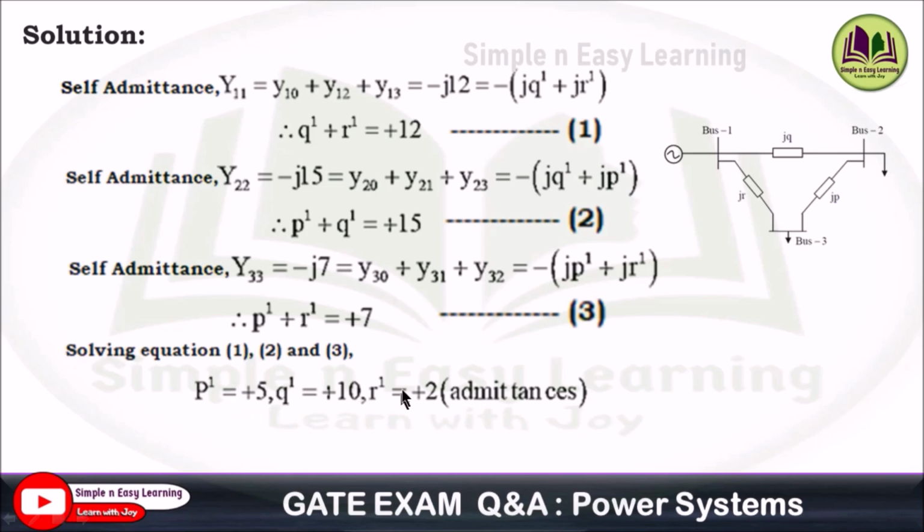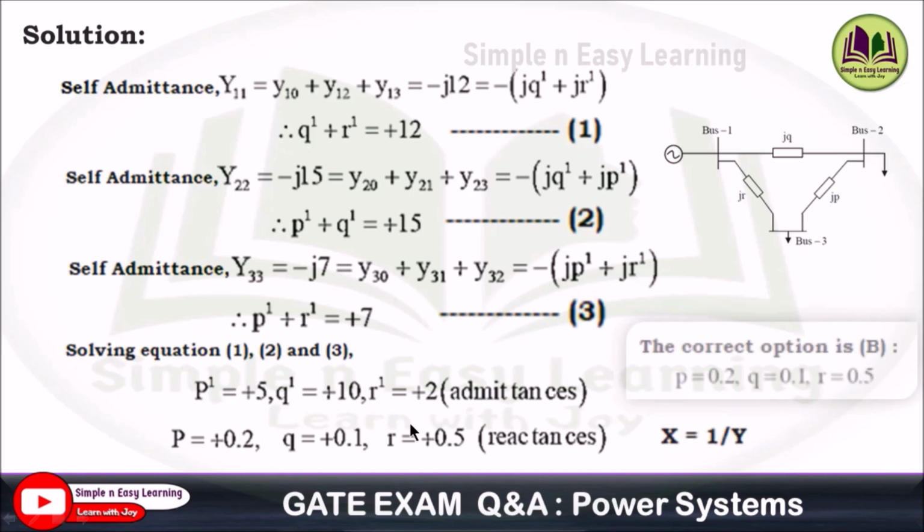Since we are directly calculating from the Y bus, these are all admittances. But in the question it is asked to find the reactance of the lines. So simply by taking the inverse of these admittances, you will get the reactances. 1 by 5 is 0.2, 1 by 10 is 0.1 and 1 by 2 is 0.5. So this is your answer. The correct option is B: P equal to 0.2, Q equal to 0.1 and R equal to 0.5.